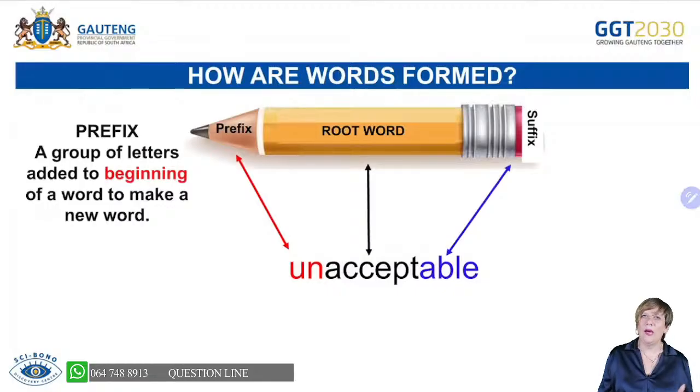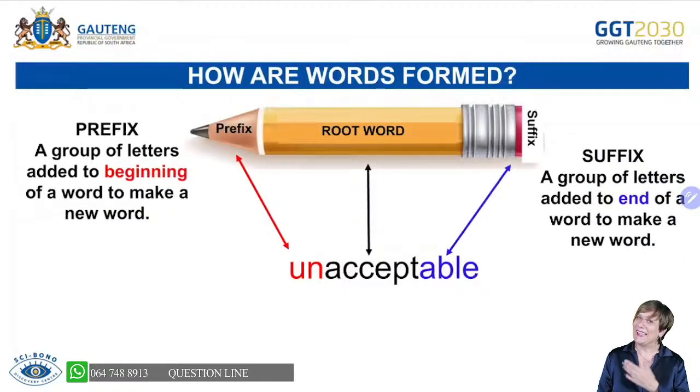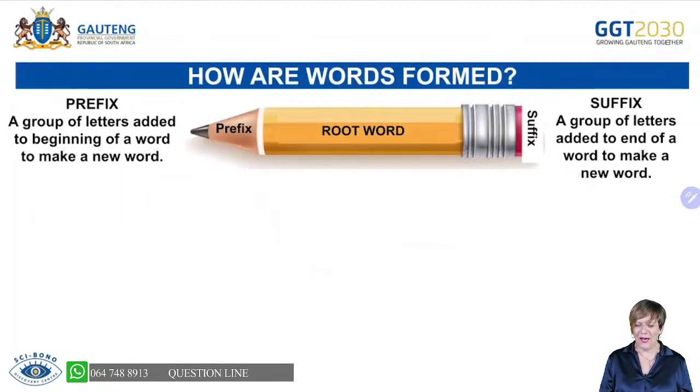Now remember, there doesn't always have to be a prefix and a suffix. Sometimes there's only a suffix added to words or only a prefix. You must be able to recognize them. And the suffix is obviously at the end. Now, what are we going to ask you in the exam? Well, there's a number of things we can ask. We can ask you to identify either the prefix, the root word, or the suffix. Or we can go one step further.